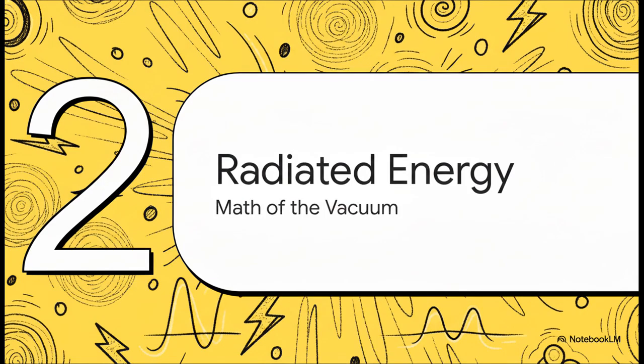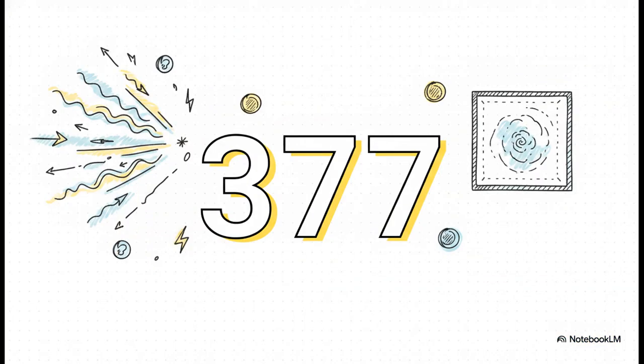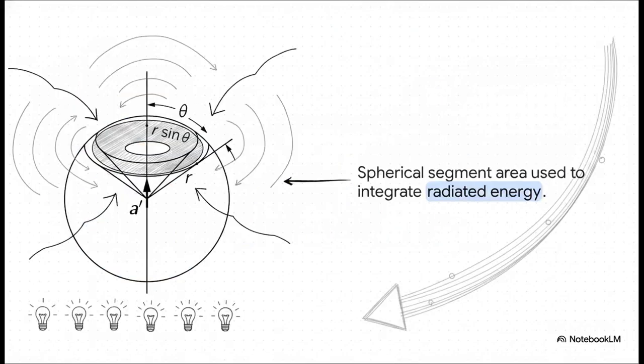Moving right along to Section 2, calculating radiated energy, or what we like to call the math of the vacuum. So, how do we actually calculate that energy blasting out into space? We'll take a look at this exact number, 377. That's 377 ohms, the impedance of a vacuum. It's an absolutely crucial constant. If you ever need to figure out the power in watts passing through a square meter of empty space, you just take the average of the electric field squared and divide it by 377. Simple as that.